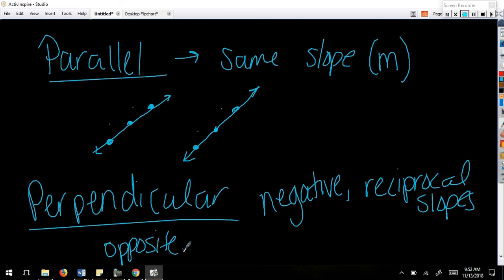And what does reciprocal mean? Negative reciprocal slopes. What does it mean to be a reciprocal? Remember y'all talked about reciprocate? What's that mean? Flip it. So opposite flip for the slopes here. Let me show you a couple examples, because really, if you remember the slopes, then everything else follows.